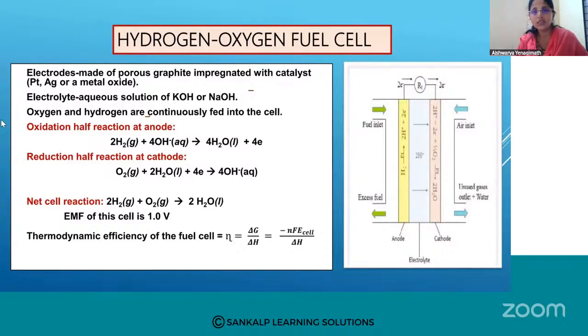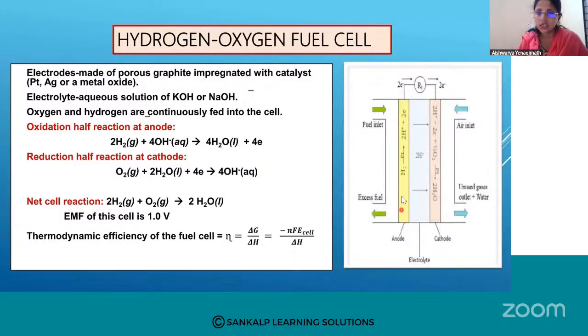Okay, so this is the setup of hydrogen oxygen fuel cell. So here you can see hydrogen and oxygen are taken with continuous flow. This is my anode and this is my cathode. Yes, so here there are inlets. One is air inlet, another one is fuel inlet. Excess fuel comes out, unused gases and water come out. This is the outlet. So anode is my H2, cathode is my O2. Correct, please do remember this. Anode is my H2, cathode is my O2.